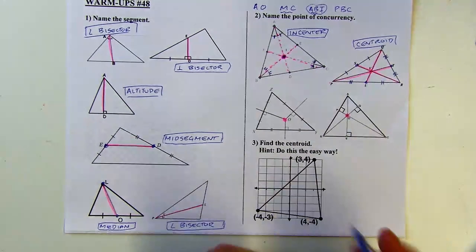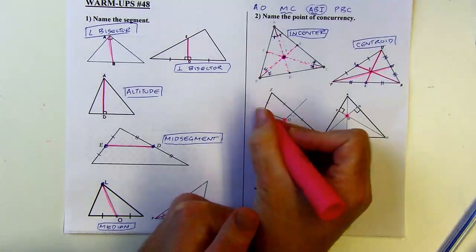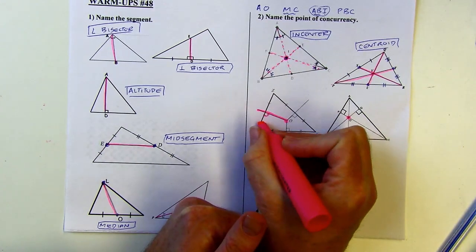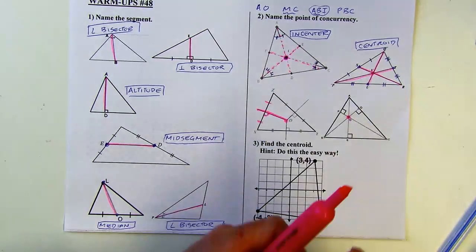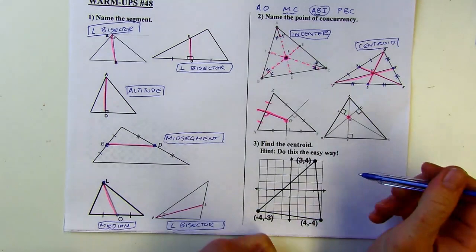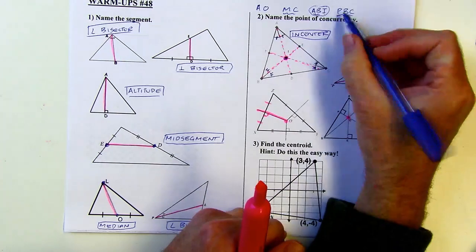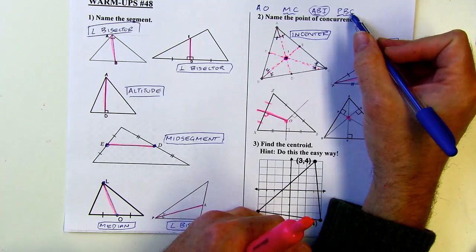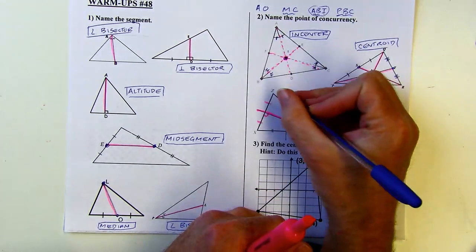Okay, this one, let's see. So this line segment here is a perpendicular bisector, right? It's perpendicular, it bisects that side. All three of those are perpendicular bisectors, so that's going to be over here, perpendicular bisectors. The other C, so it's not centroid because we already used centroid, it's circumcenter.